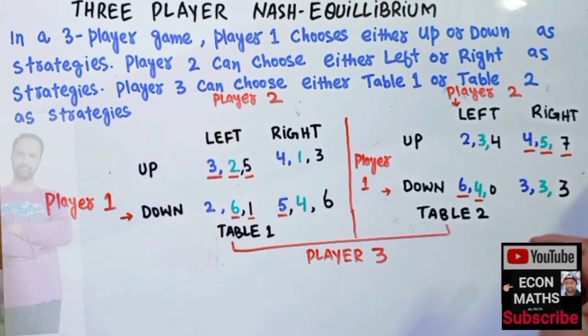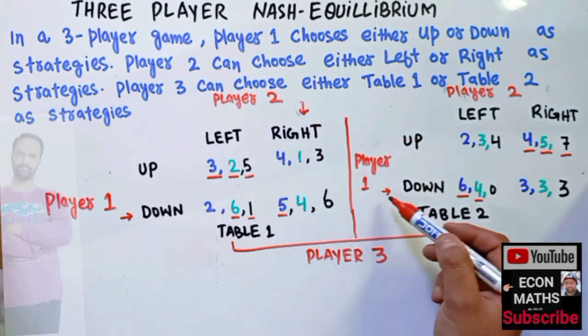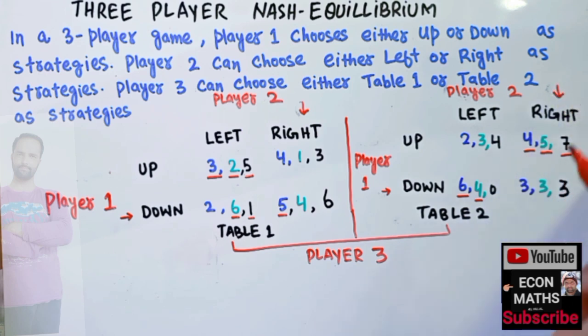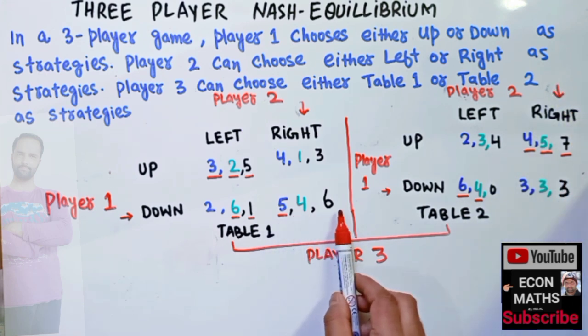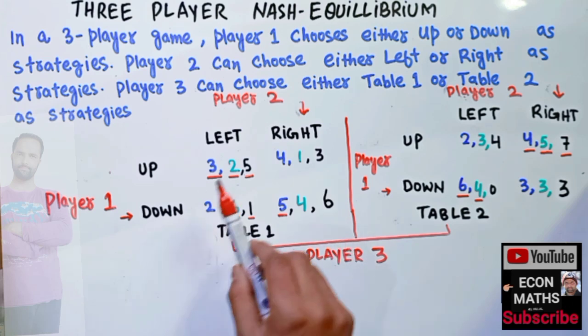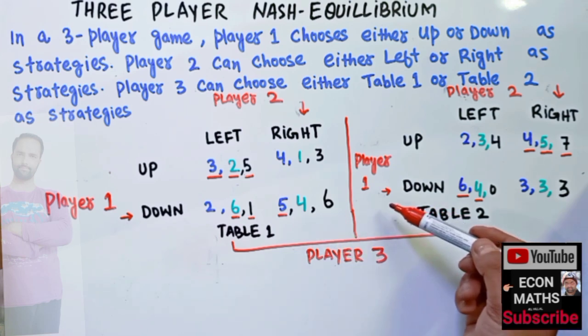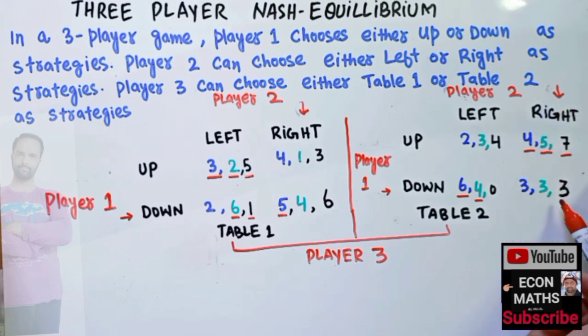Again, let us say player 1 goes down, but this time player 2 goes right. Here also, player 1 goes down and player 2 goes right. What are the options for player 3? Either to go for this cell or to go for this cell. When player 1 has chosen down, player 2 has chosen right, the payoff for player 3 is here 6. And here, the payoff is 3. Obviously, 6 is greater than 3. He will choose this 6.